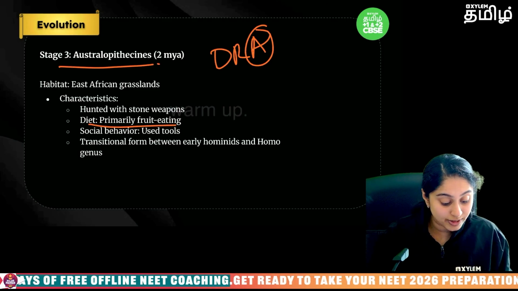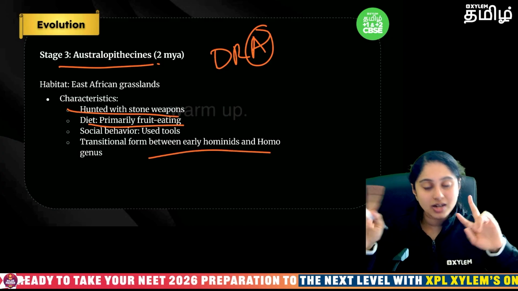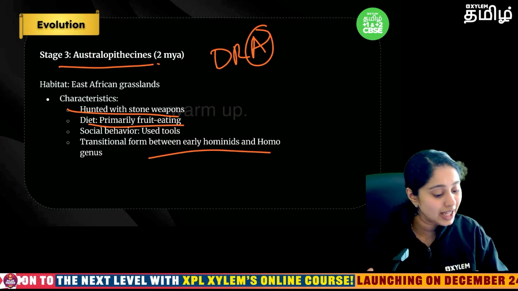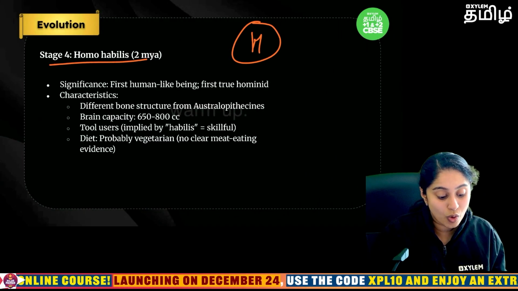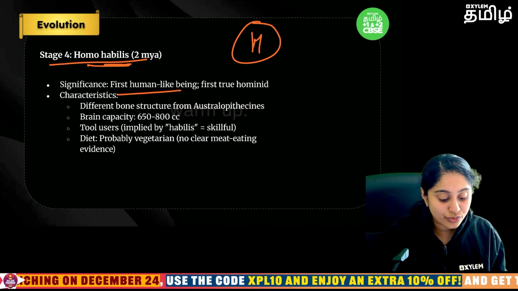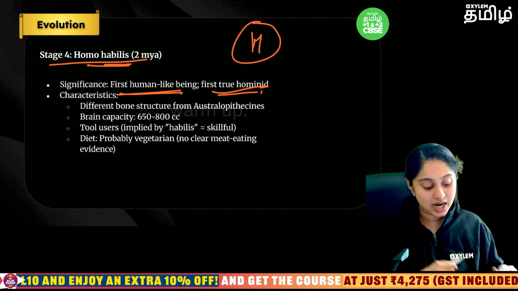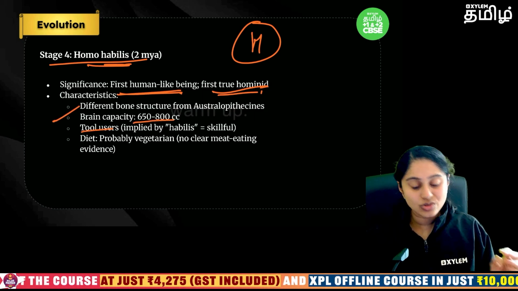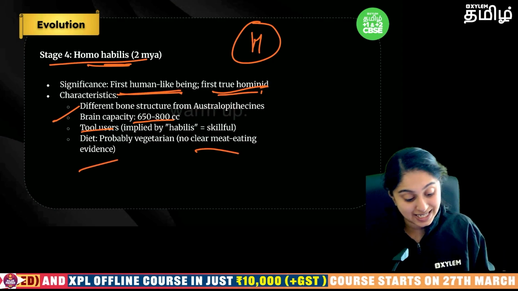So Australopithecus was the fellow who was eating fruits and he started hunting, and it's the transition fellow between the Homo genus and the early hominids that were present. Okay, then H is for Homo habilis. So habilis was the first human-like hominid, first true hominid. He started standing straight, brain capacity was 650 to 800, and he started using the tools, okay, but no clear evidence of meat eating yet.